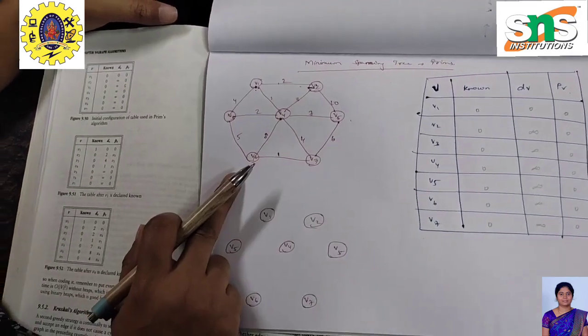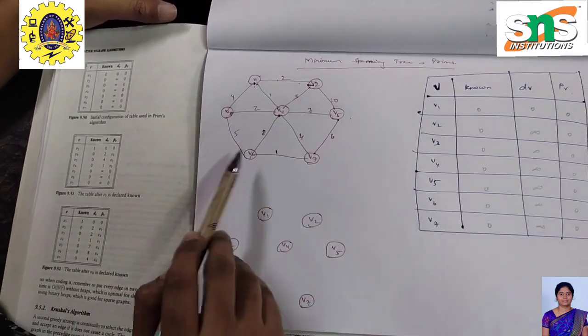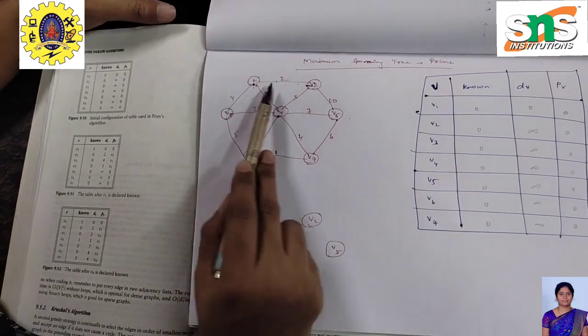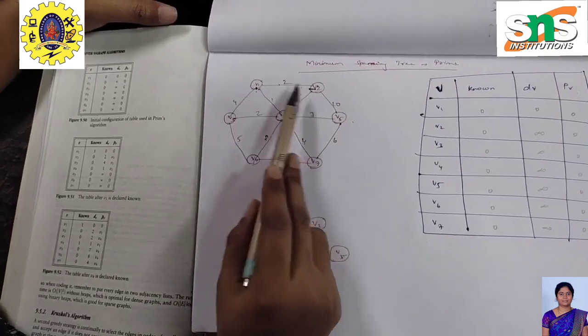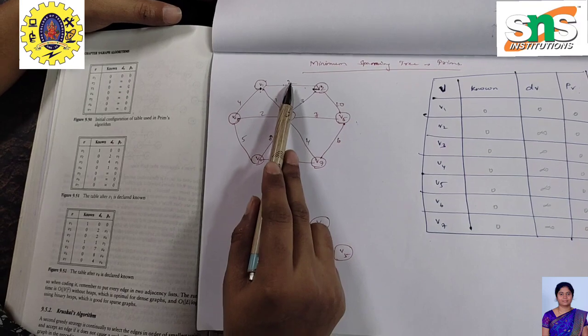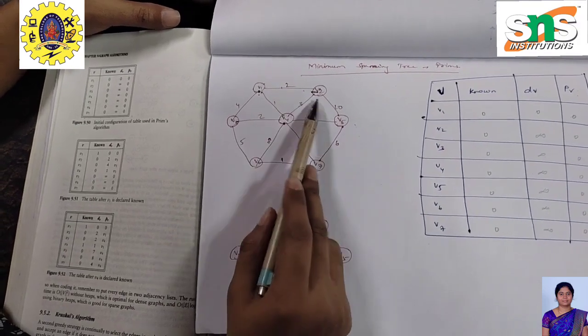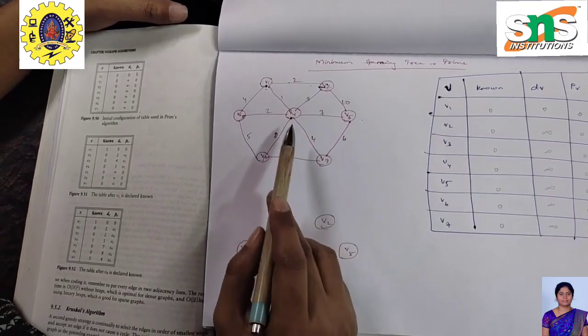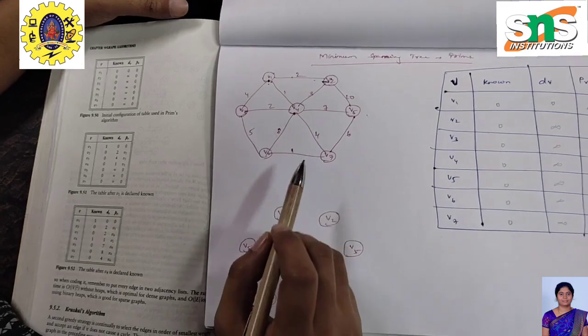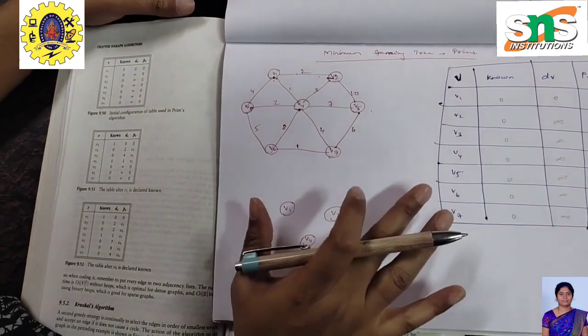So this is the given problem. It consists of 7 vertices, and between these two vertices we have a weight. Based upon this we have to visit all the nodes, but it should not form any cycle. This is the criteria we have.